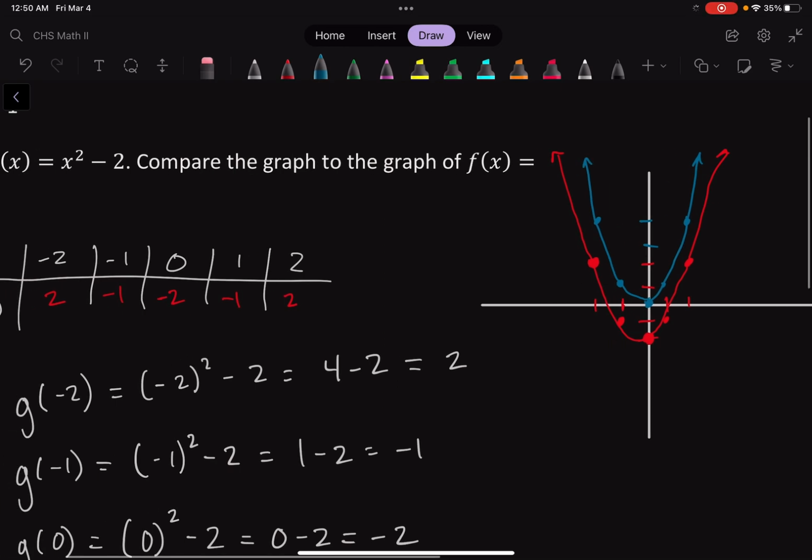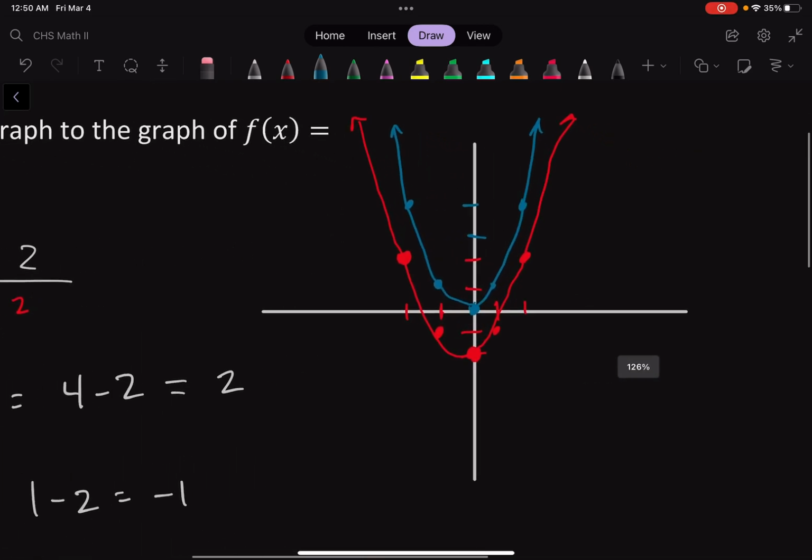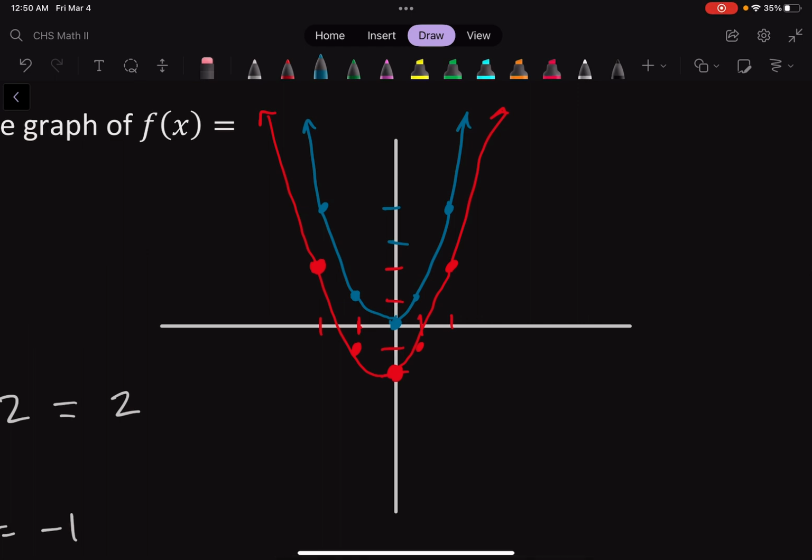So as we're comparing this, we should see that my vertex for the blue one is at the origin, where my new vertex is shifted 2 down, just like we said before. But the shape is going to be generally the same shape. And that is our first example.